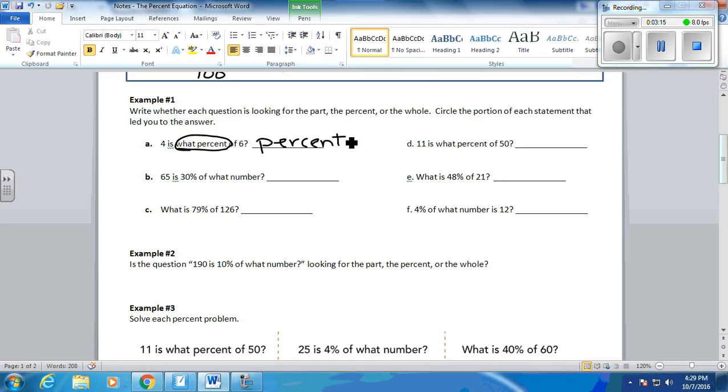Okay, so I lied. I'll help you guys with B as well, just to make sure we're on the right path. Again, this says 65 is, so that would make me think that that is the part. 30%, if the number has a percent sign after it, obviously that's the percent. And the of what number makes me think that we're looking for the whole. So go ahead, do C through F, and pause the video.